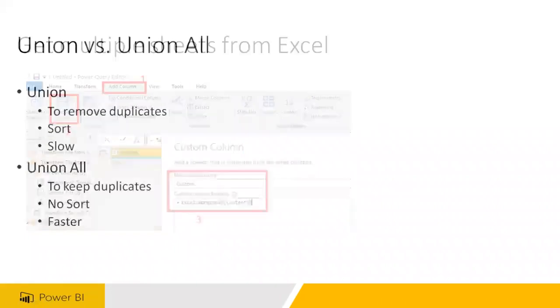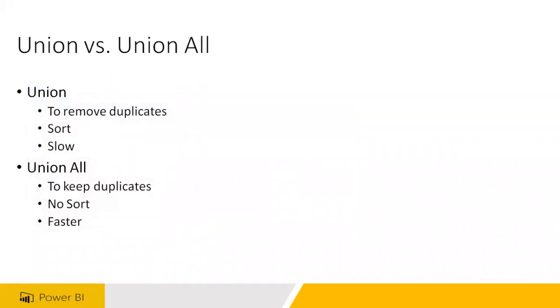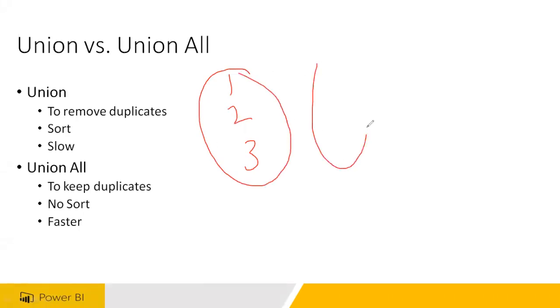Okay, so the next concept is union and union all. We already discussed what a union is and what union all is, but let me tell you once again. If you have 1, 2, 3 as set A, and 4, 3, 5 as set B, clear? So what is union going to do, and what is union all going to do?